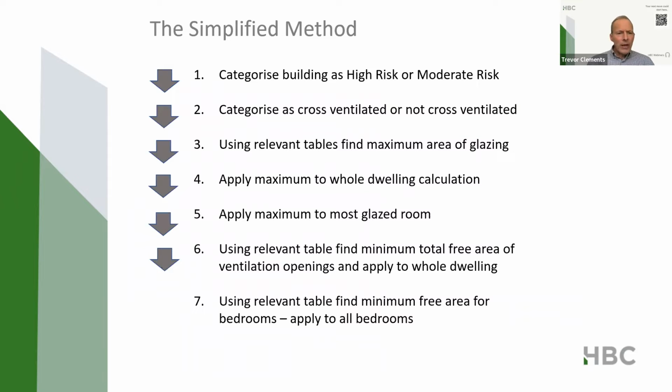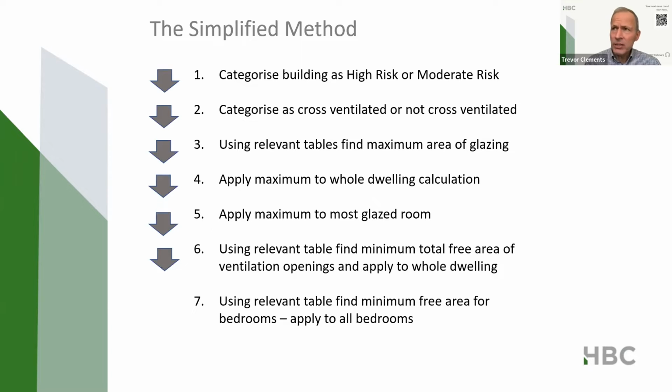So if you do have to comply, then there are 2 ways to demonstrate compliance, and these are called the simplified method and the dynamic thermal assessment method. So firstly, the simplified method, there it is for you as a process. Initially, you categorize the building as a high risk or moderate risk. That's easy to do. High risk just means, is it in central London? I'll show you more about that later.